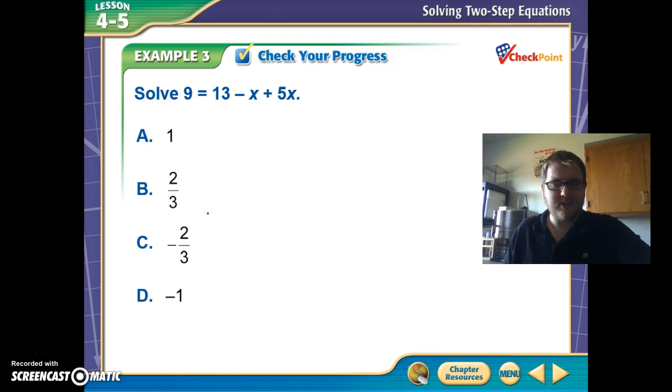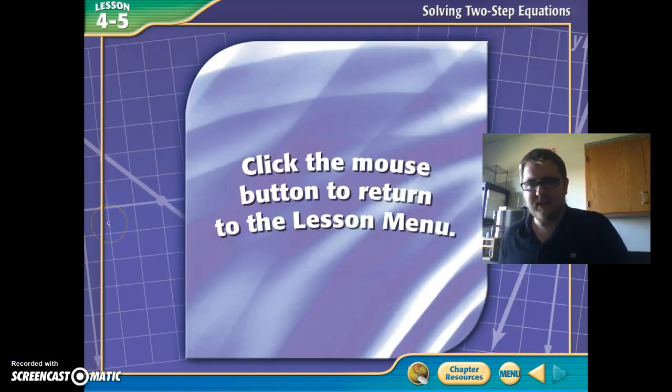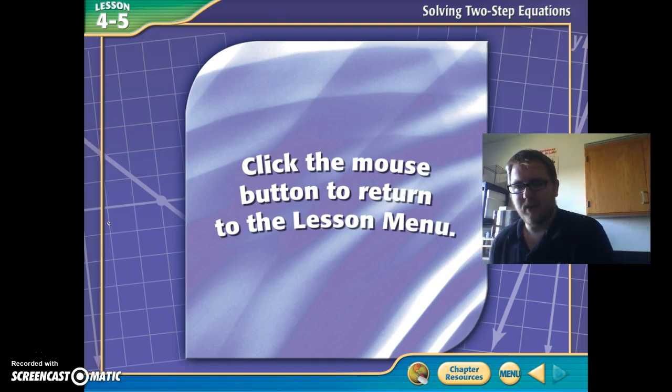So now go ahead and try this example. 9 equals 13 minus x plus 5x, and solve for x. And once you finish that, that concludes our lesson for today. So hopefully you have a good understanding of how we can solve for a variable when there might be more than one of them, or you have different steps involved.